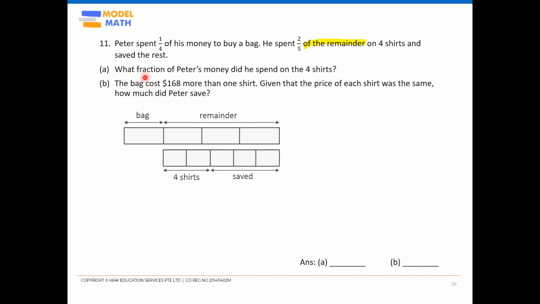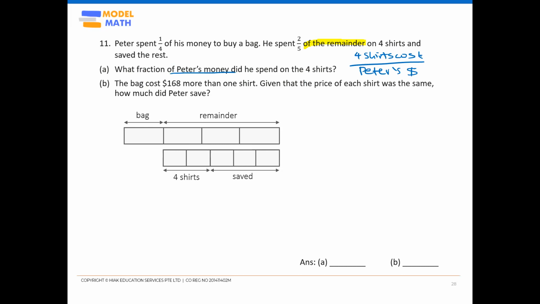Now, the next thing is, the question is asking for a fraction of the money that he spent on the 4 shirts. In other words, what they are requiring from us is the value of 4 shirts, the cost of 4 shirts, out of, they say what fraction of Peter's money. So the of something, of Peter's money, that would be our denominator that we require. Okay, so 4 shirts cost out of the whole of Peter's money.